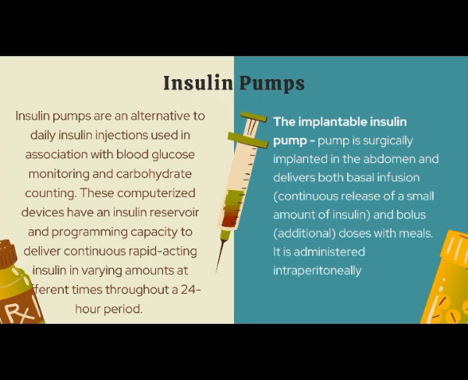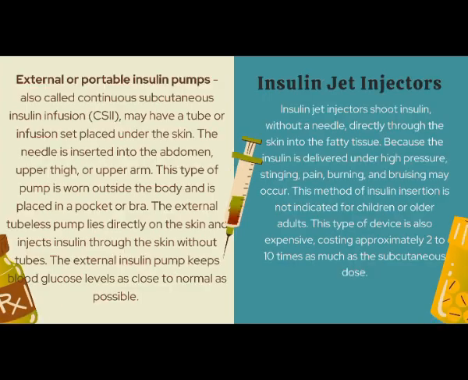The implantable insulin pump is surgically implanted in the abdomen and delivers both basal infusion, or continuous release of a small amount of insulin, and bolus, or additional doses with meals. It is administered intraperitoneally. External or portable insulin pumps, also called continuous subcutaneous insulin infusions, may have a tube or infusion set placed under the skin.